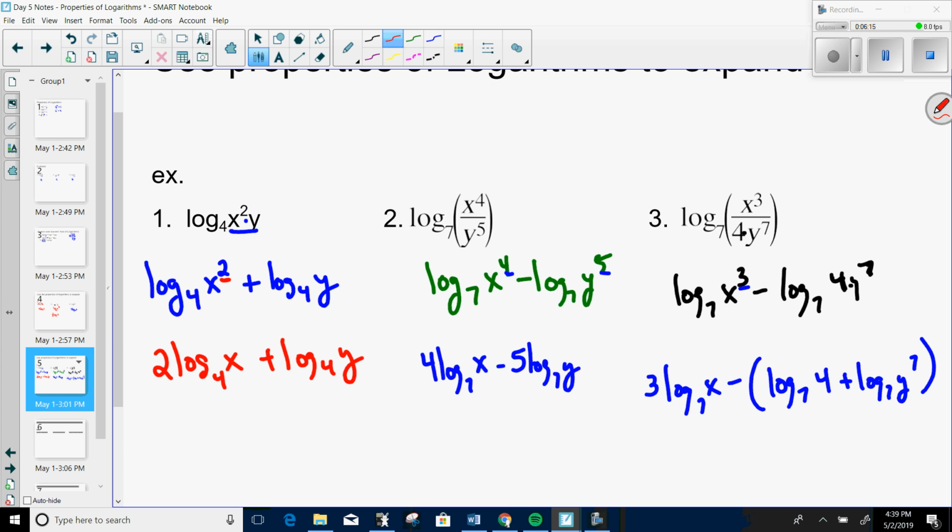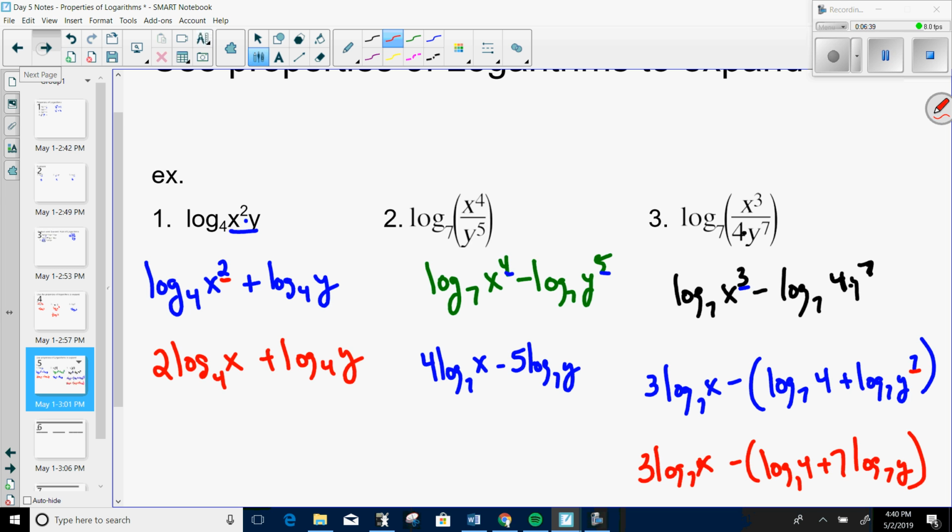And then the last thing would be to take this exponent and move it out front. So it'd be 3 log base 7 of x minus parentheses log base 7 of 4 plus 7 log base 7 of y. And that's expanding. It's using those properties of exponents or logarithms to expand, to basically rewrite things.